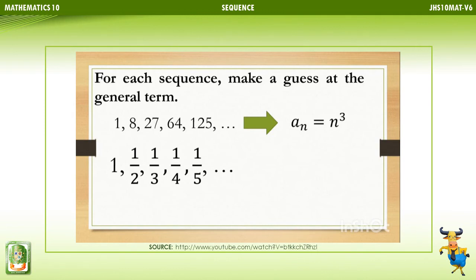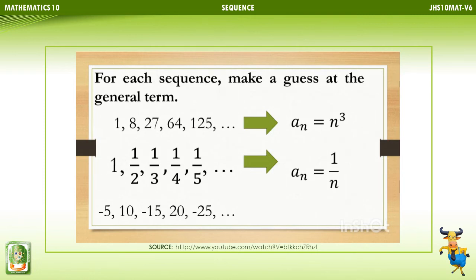Next, I have 1, 1/2, 1/3, 1/4, 1/5. So, what do you think is the general term? Okay, kung mapapansin nyo, the denominators just increase consecutively. So, nag-i-increase lang siya na magkakasunod. Pag sinabi natin consecutive, magkakasunod. Okay? So, therefore, the general term is a sub n is equal to 1 over n. Kung ano yung term niya, kung pang ilang term siya, that is the denominator.